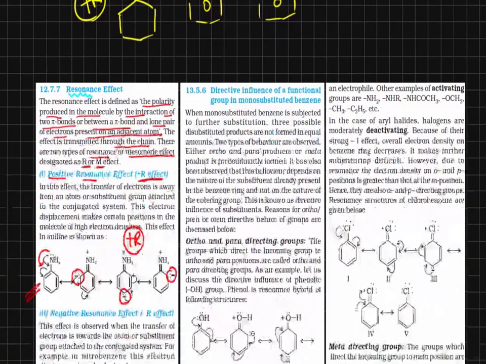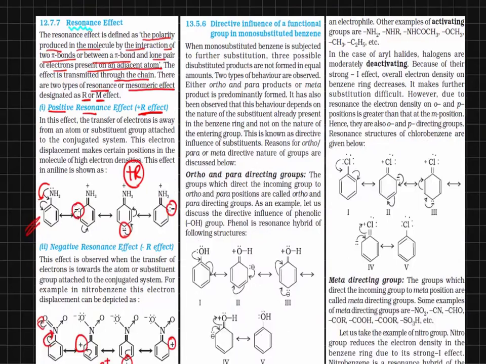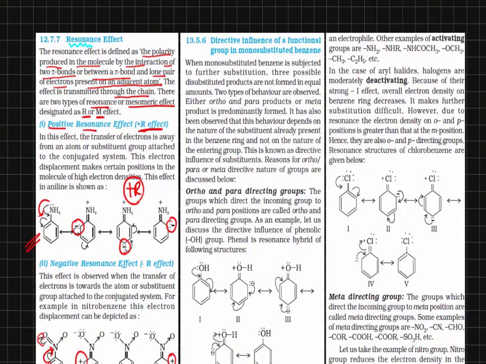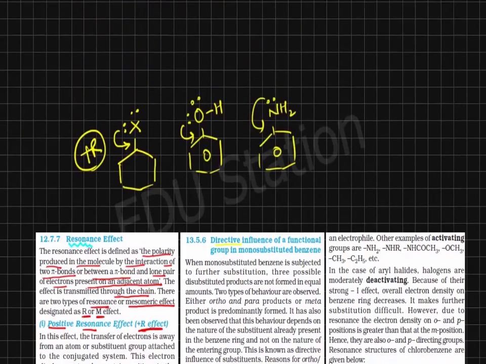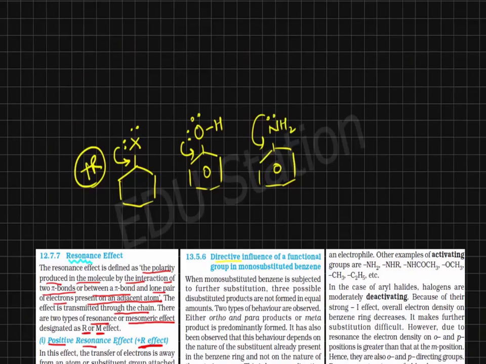Now, the next topic related to this is the directive influence of functional groups. Directive influence means, let us say this group is already attached to benzene, any group, let us call it N.